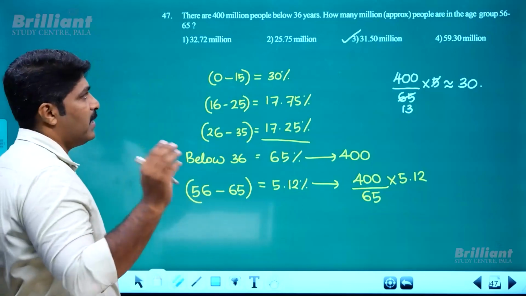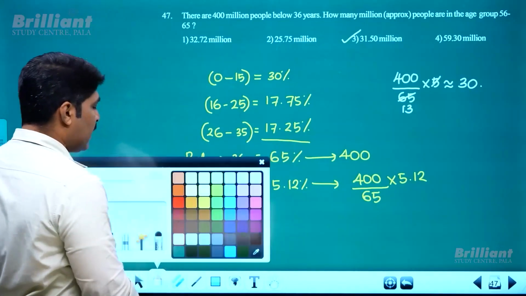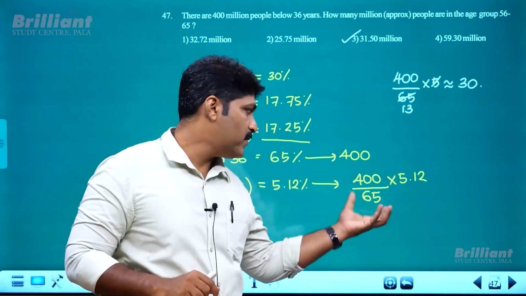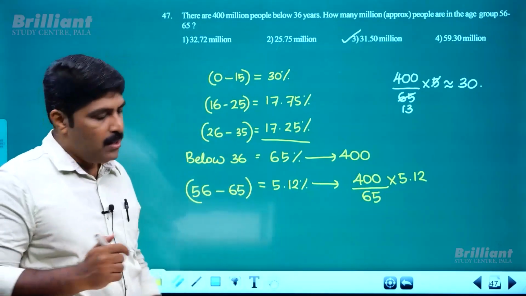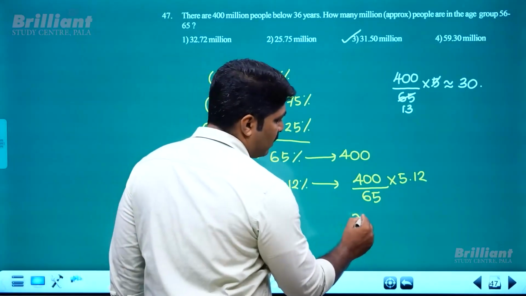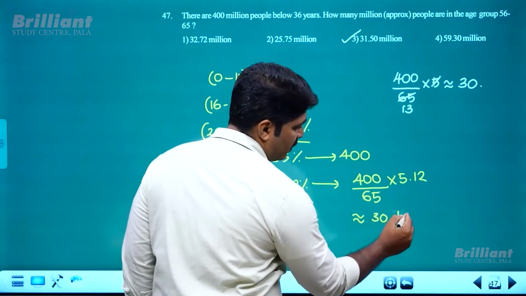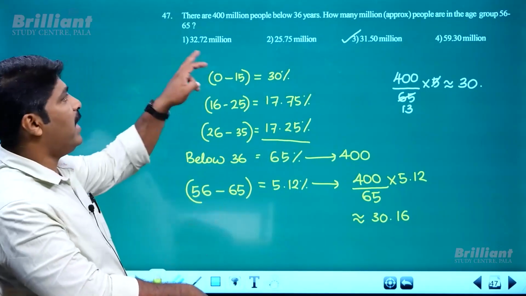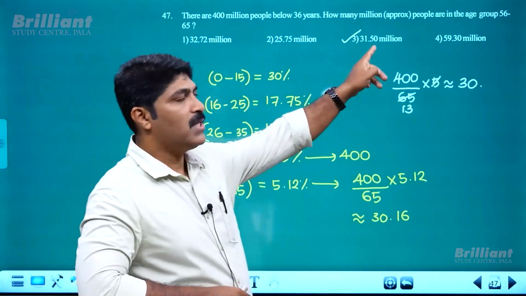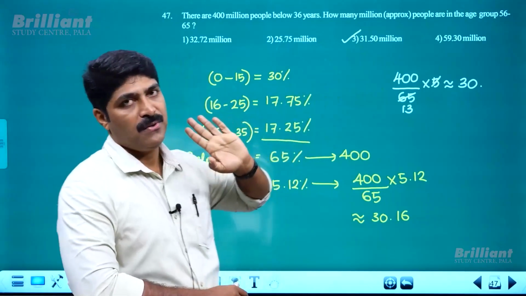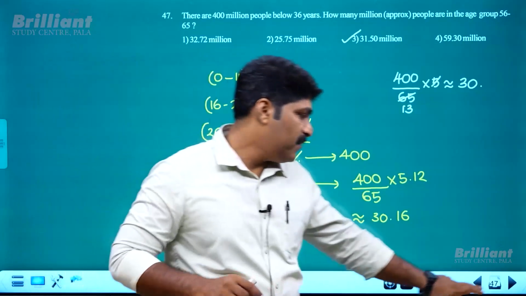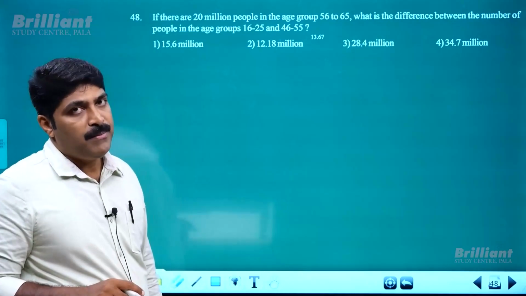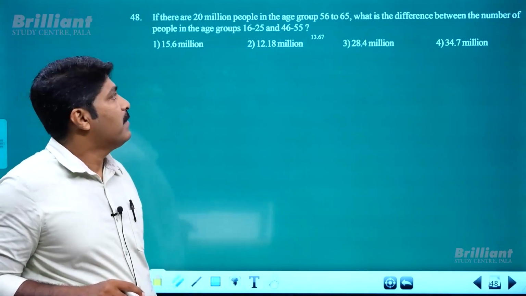But a very important point: understand the concept. I'm not explaining the actual operations here; you have to multiply these values, then divide by 65, that's the usual way. So here the exact answer is 30.16. That is the answer here, but we don't have any such option. So we have to consider the most nearest value, that is 31.50. When some calculations are tricky and confusing, in such a situation you have to opt for the most nearest value as the answer.